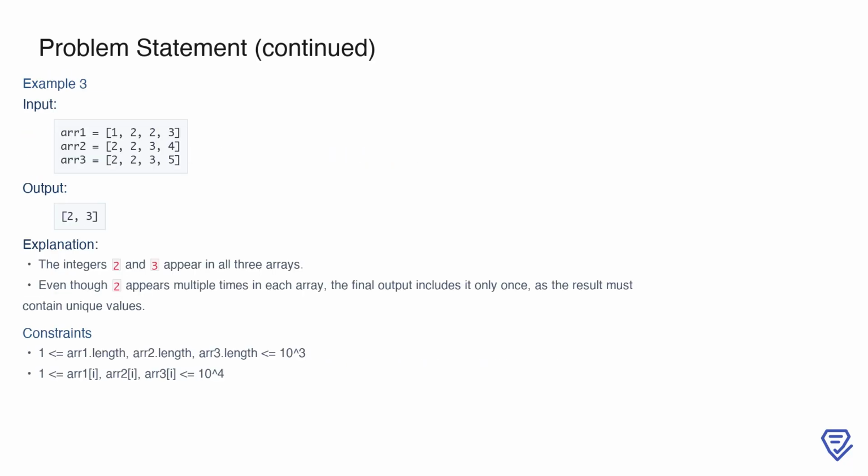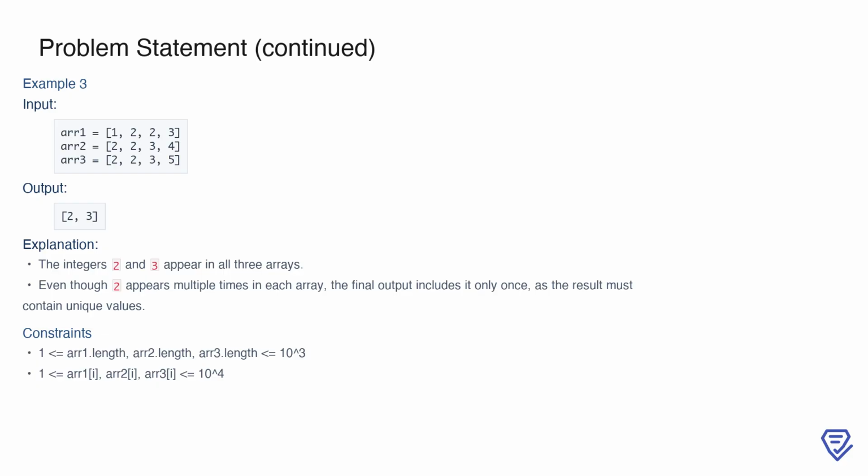sorted. In the third example, the inputs are ARR1 equals 1, 2, 2, 3, ARR2 equals 2, 2, 3, 4, and ARR3 equals 2, 2, 3, 5. The integers 2 and 3 are the common elements found in all three arrays. Even though 2 appears multiple times in each array, our result includes it only once because the output must contain unique values. So, the output for this example is 2, 3.